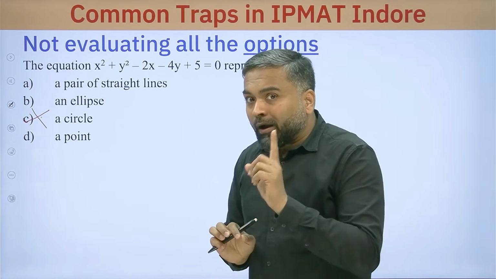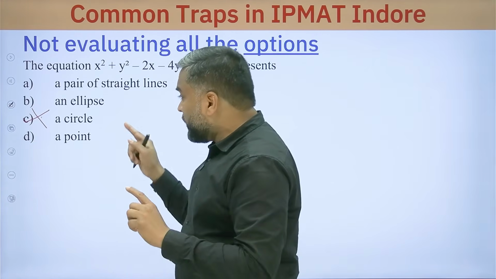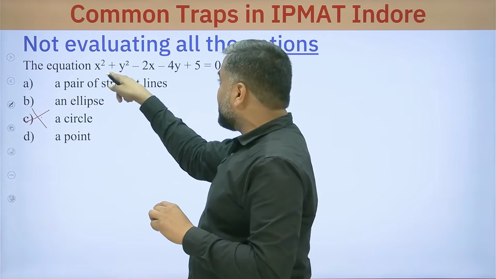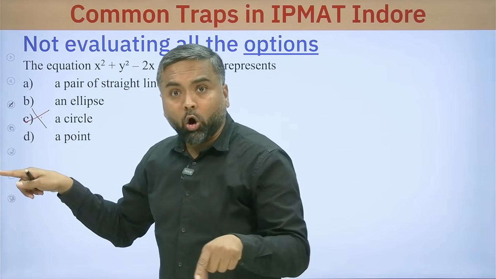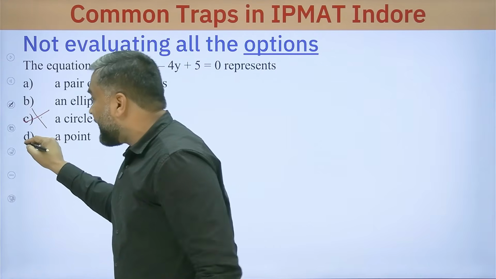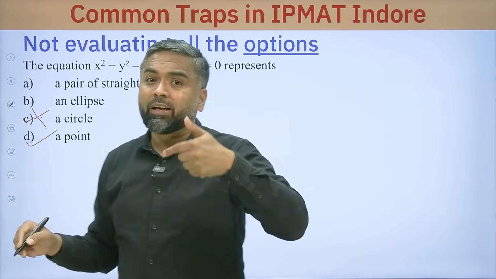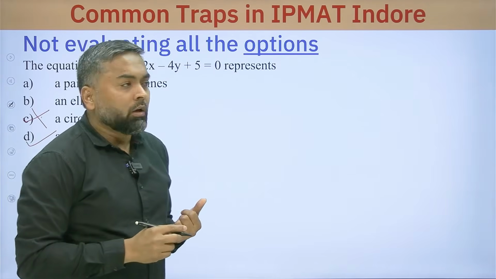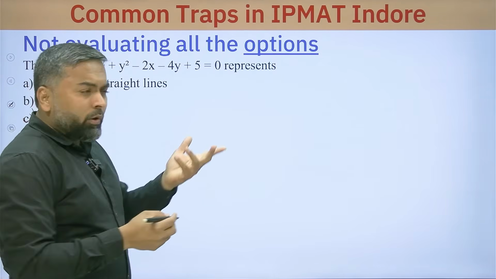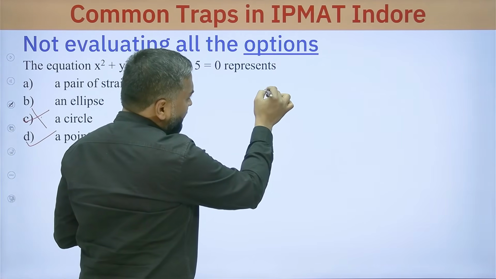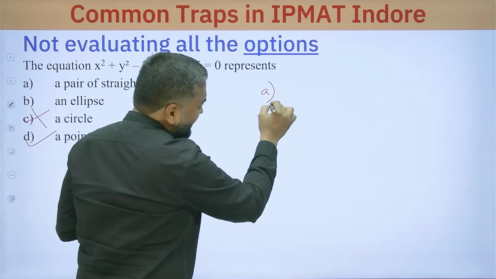Correct? So one needs to understand here, I need to check whether the radius of this particular circle is 0 or not. And in this case, the radius was 0 and hence the answer was a point and not a circle. At times you can see there are questions where you will have answer option A, answer B.